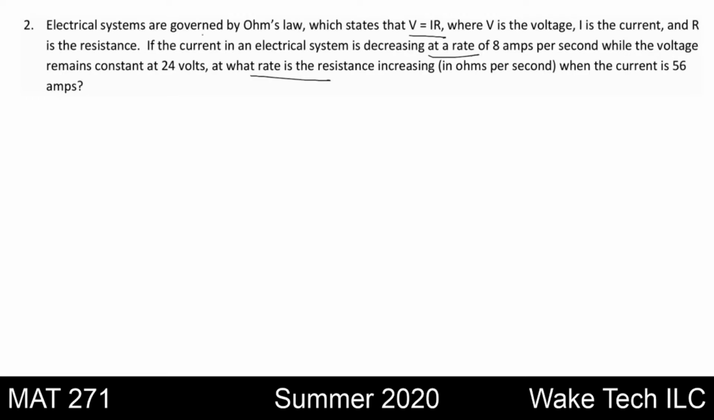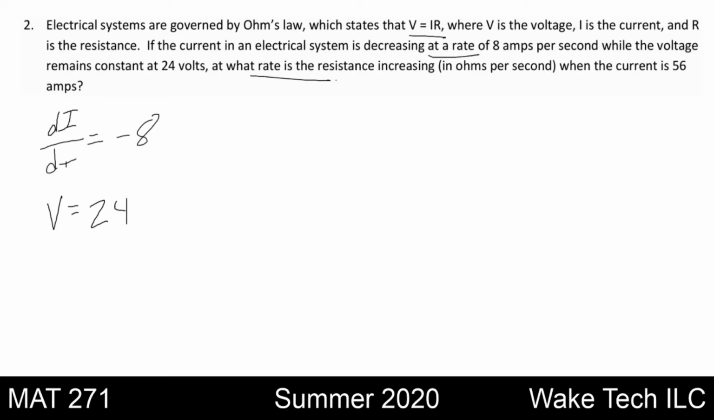So I know that the current of the electrical system is decreasing at a rate of 8 amps per second. And I is the current, so in other words, dI/dt is equal to -8, and I use negative because it's decreasing. Furthermore, the voltage remains constant at 24 volts, so since it's not changing, I can say V is equal to 24. Since V is the voltage.